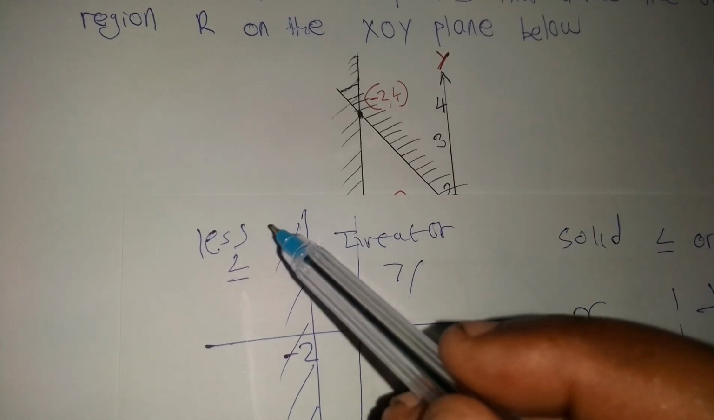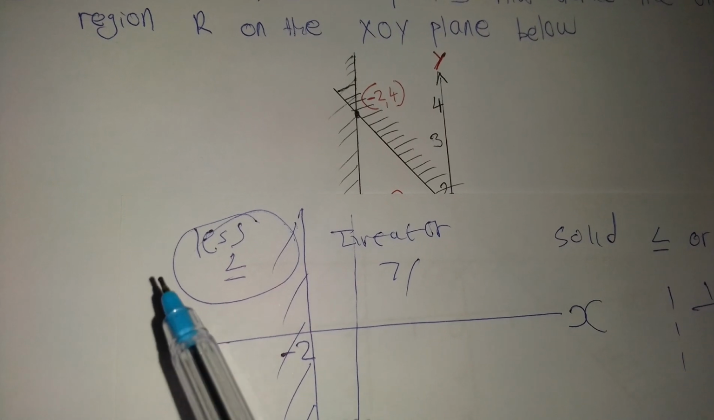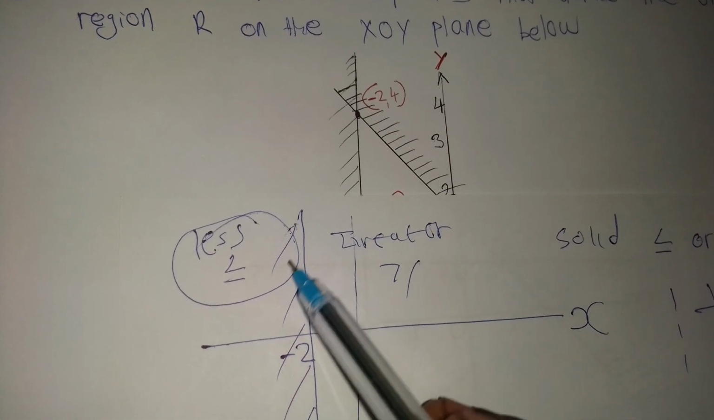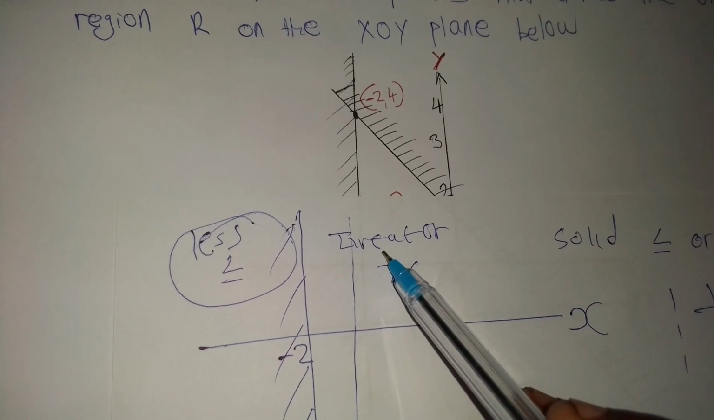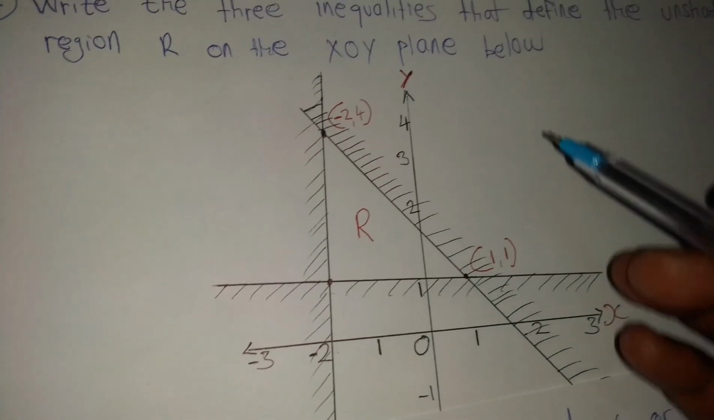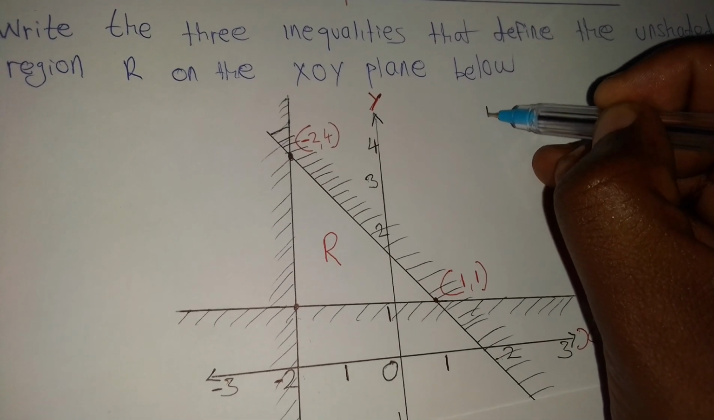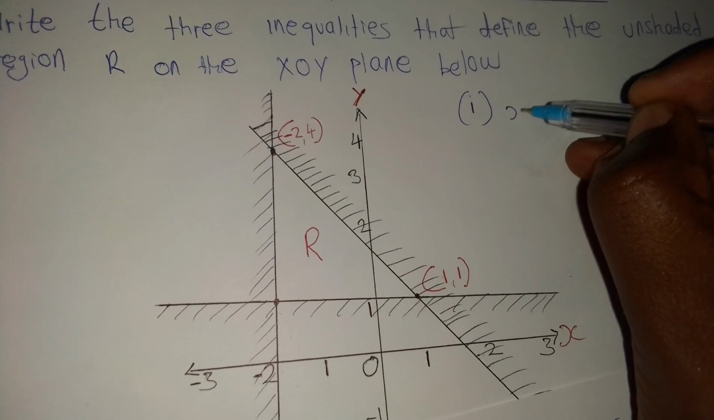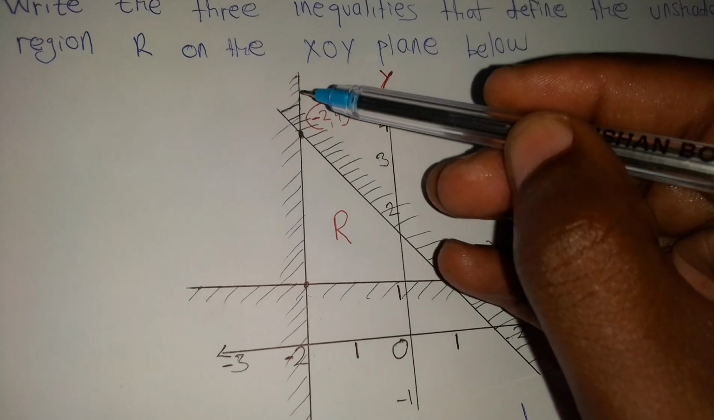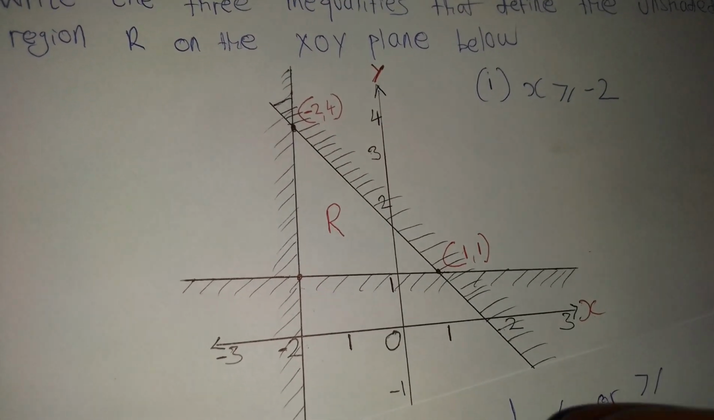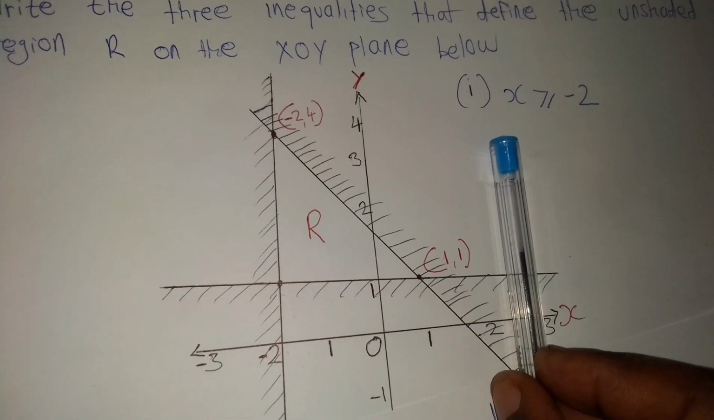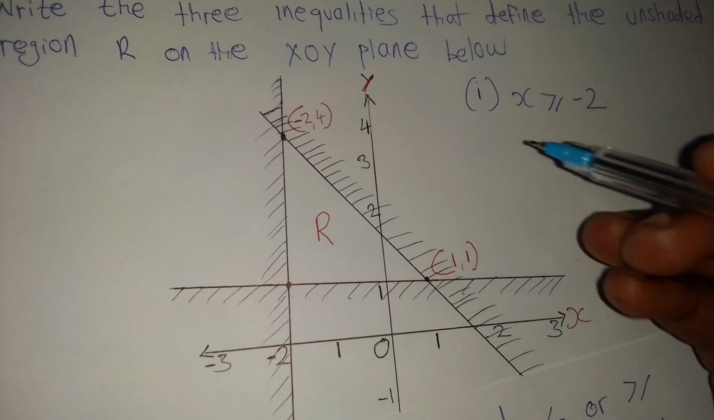Now, where it is shaded is less than, so we take the opposite. The opposite of where it is shaded is greater than or equal to for this line. So inequality number 1, we'll say x is greater than or equal to negative 2. It is shaded going this side, and we have picked the greater than, which is there.